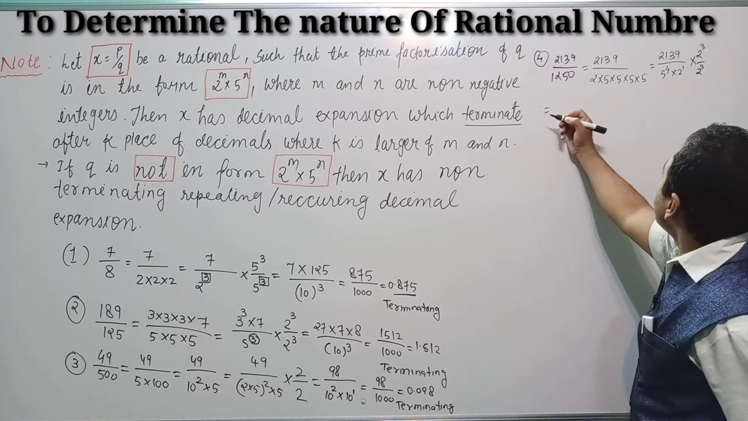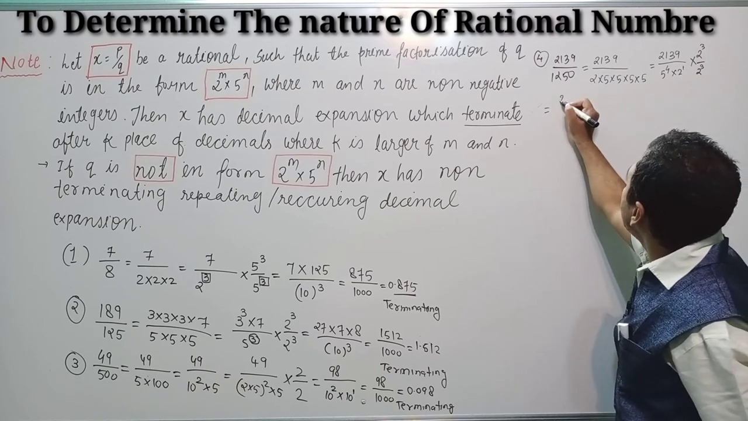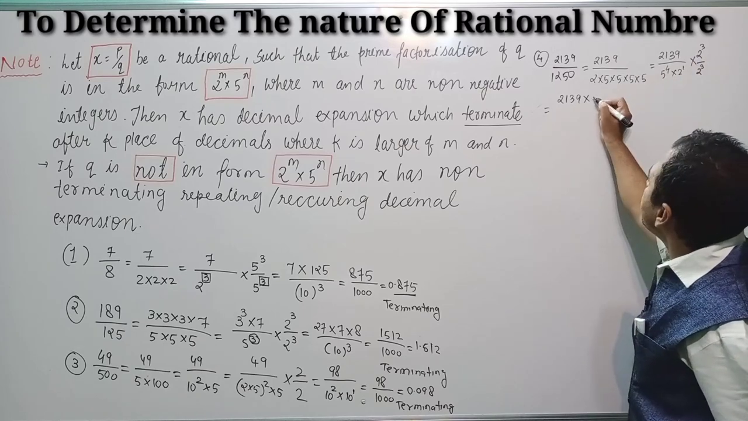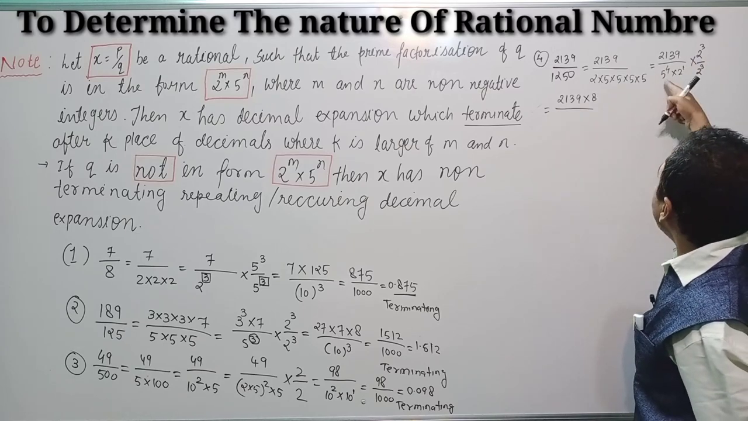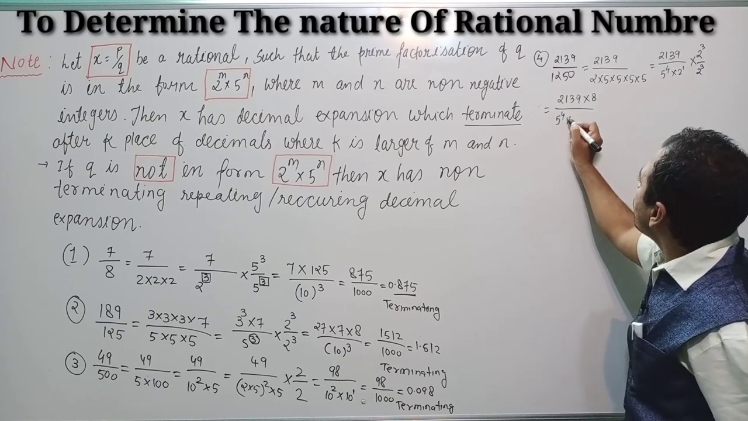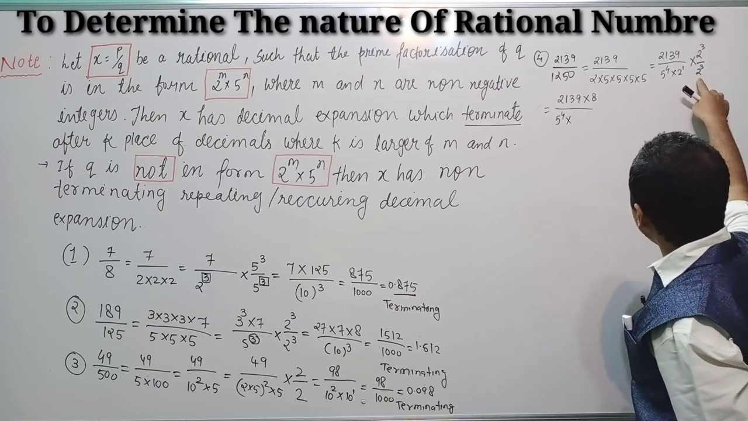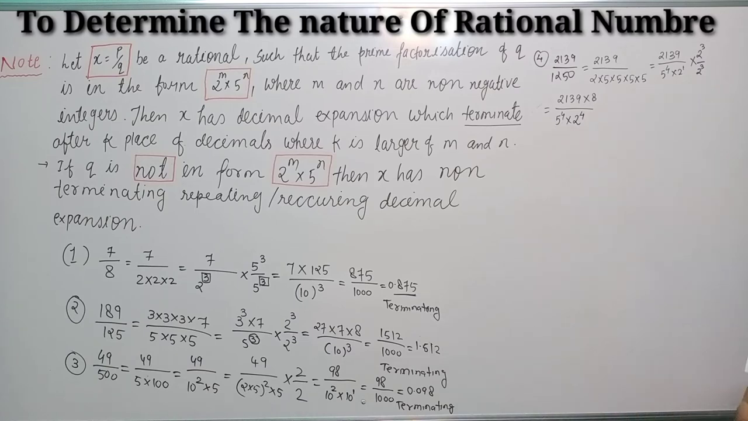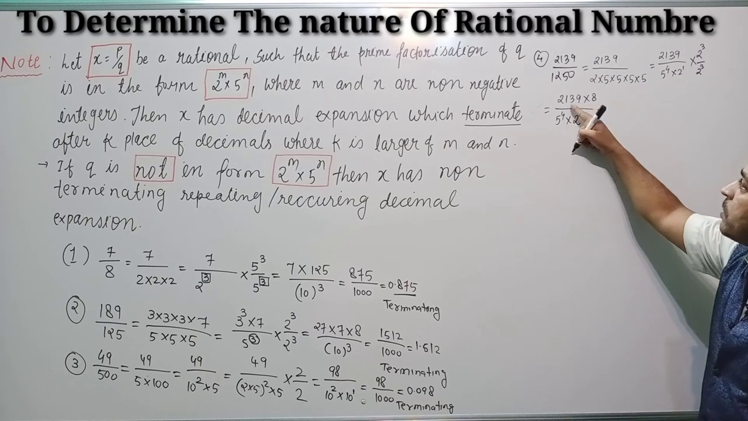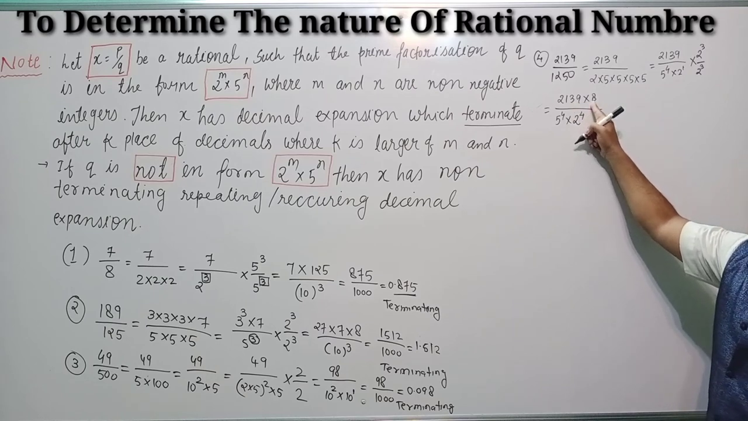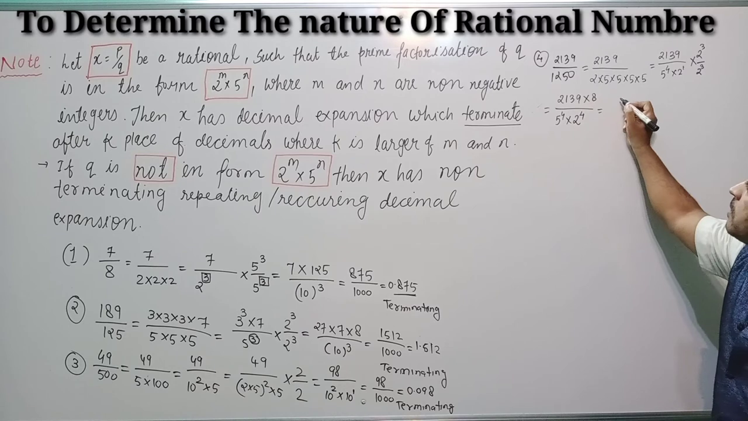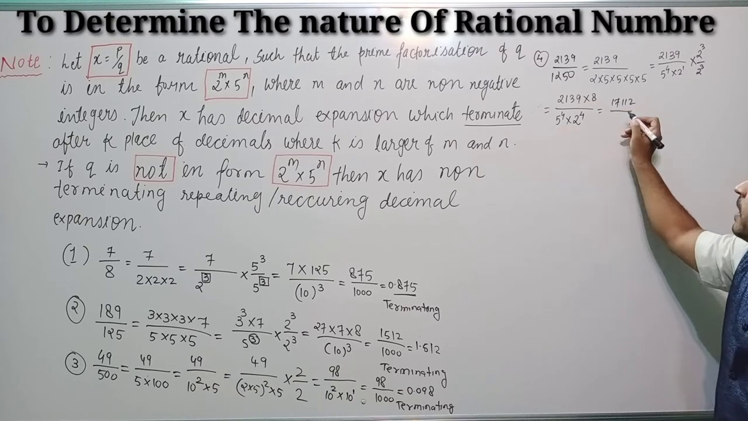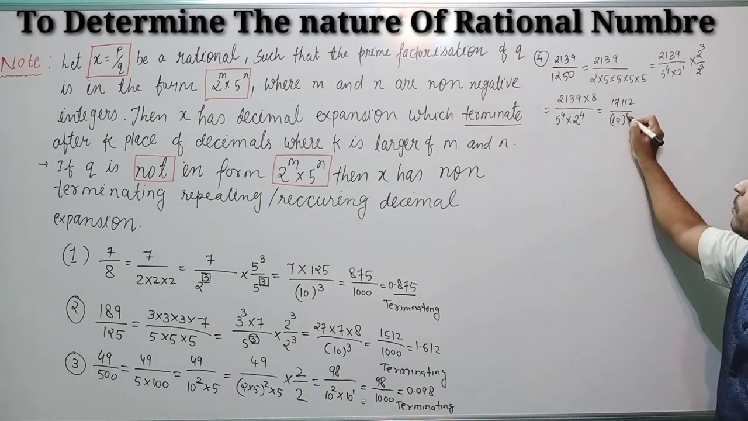Okay, now students, you can see that 2 to the power 3 means 8, right? And here is 5 to the power 4, 2 to the power 1 into 2 to the power 3. So 2 to the power 4 again, right? Now students, 2139 will be multiplied by 8. You will get 17,112. And 2 5s are 10, so 10 to the power 4.